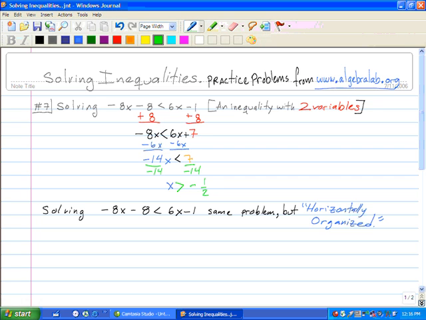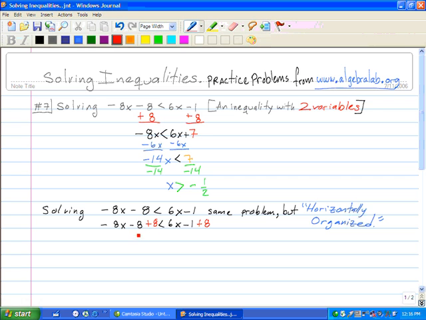The same problem can be done by organizing the same steps horizontally. For example, I rewrite my problem and then I add 8 to both sides, but I am organizing everything horizontally. Once you have done many of these problems, then you can choose which style you prefer, doing a problem vertically or horizontally. The math does not change.